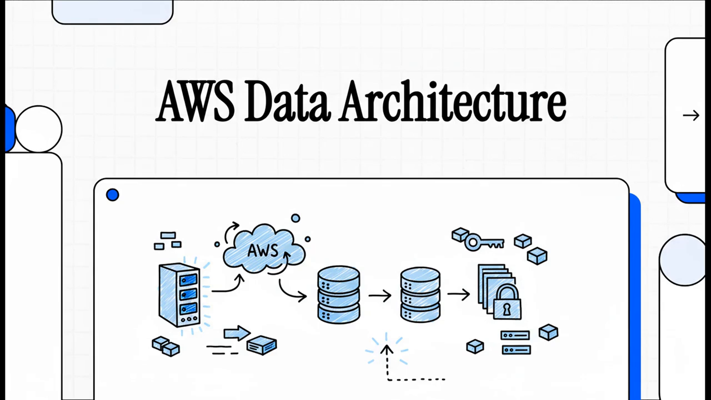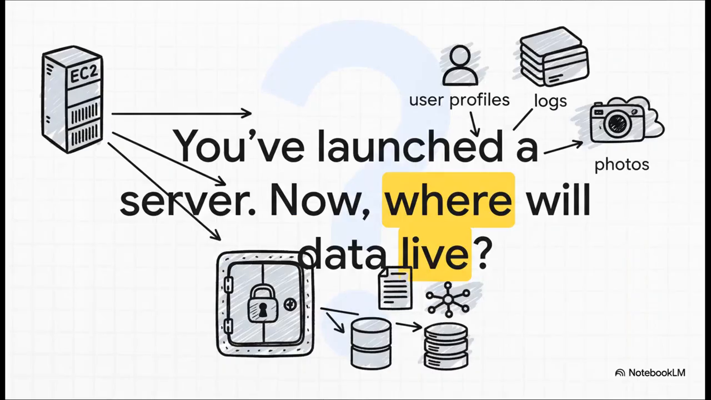All right, so you did it. You launch your first AWS server, your app is online, awesome. But now comes the real question, right? The one that separates just getting something online from building a real solid architecture. Where is all that data gonna live? I mean, it's the fundamental question.